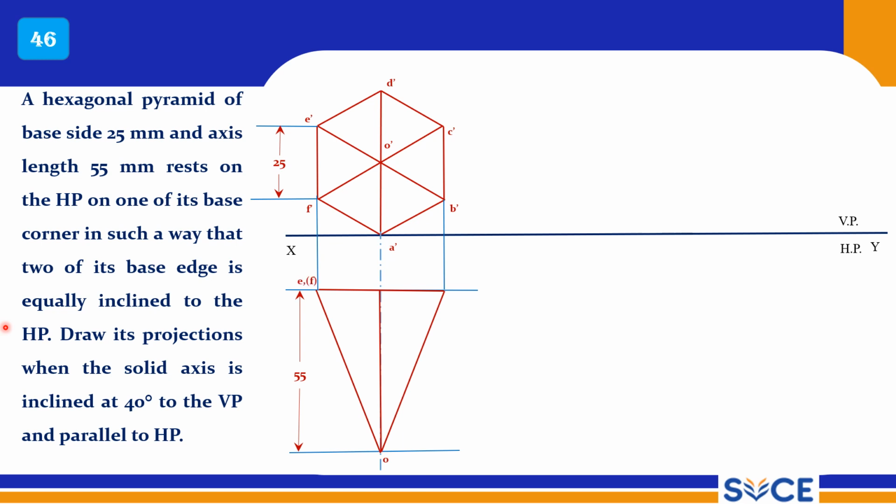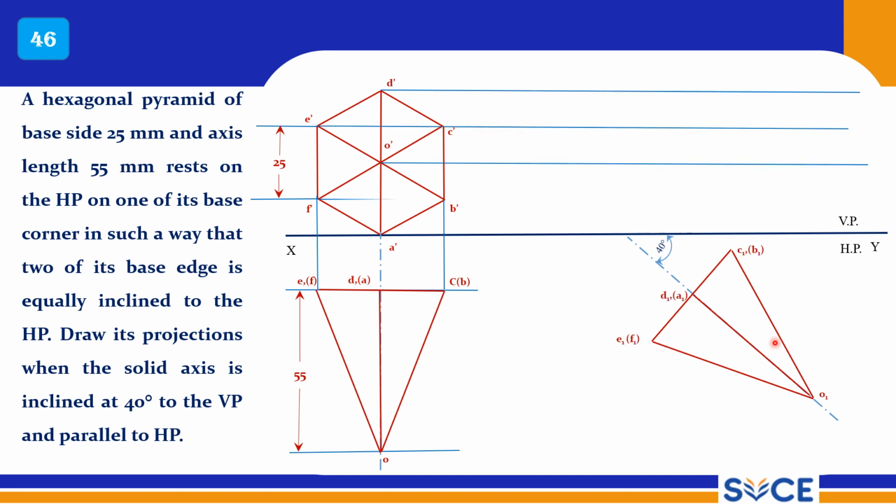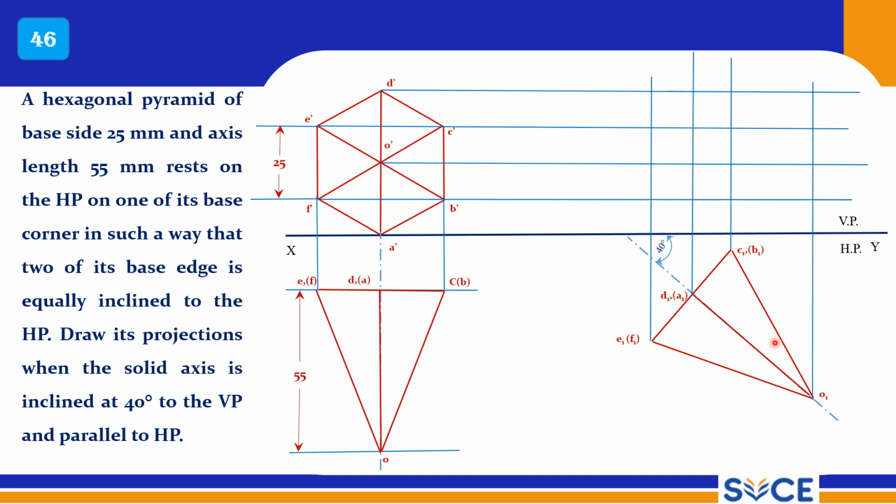So this is the initial top view. Now reproduce this top view here. And this is the tilted top view. Mark the points. So this is your F, and this is A, B, this is C, and here you get a D, and this is O.